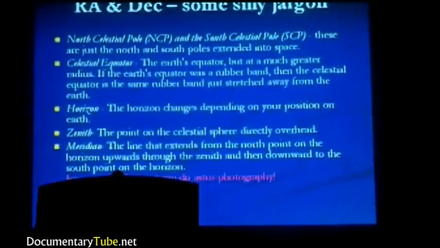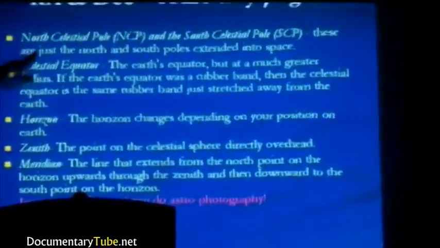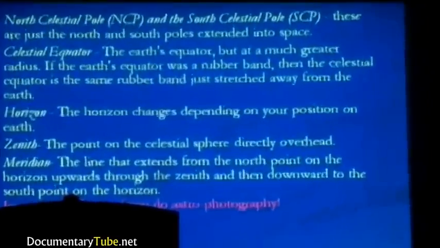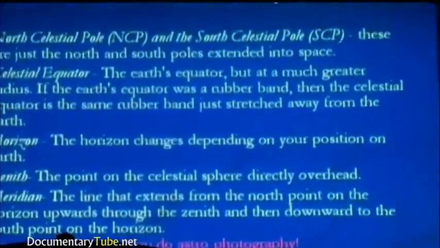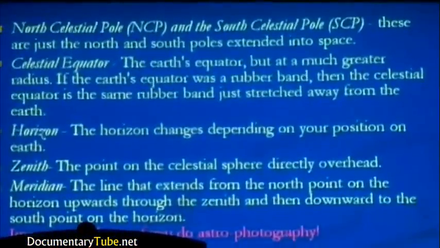Okay, so right ascension and declination, some silly jargon. The North Celestial Pole, or NCP, and the South Celestial Pole, or SCP, these are just the north and south poles extended into space, like I was talking about a moment ago.